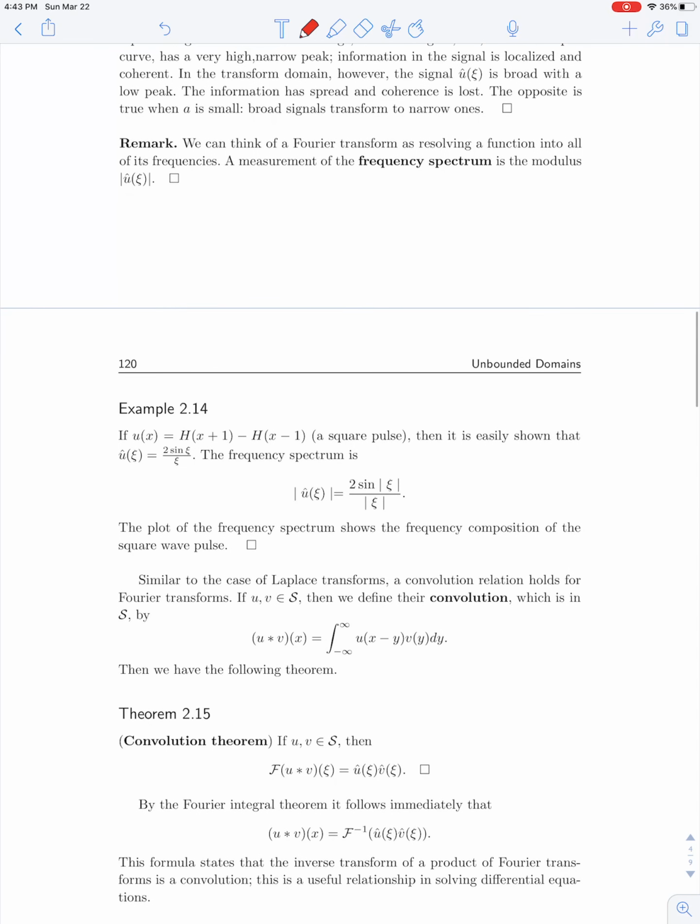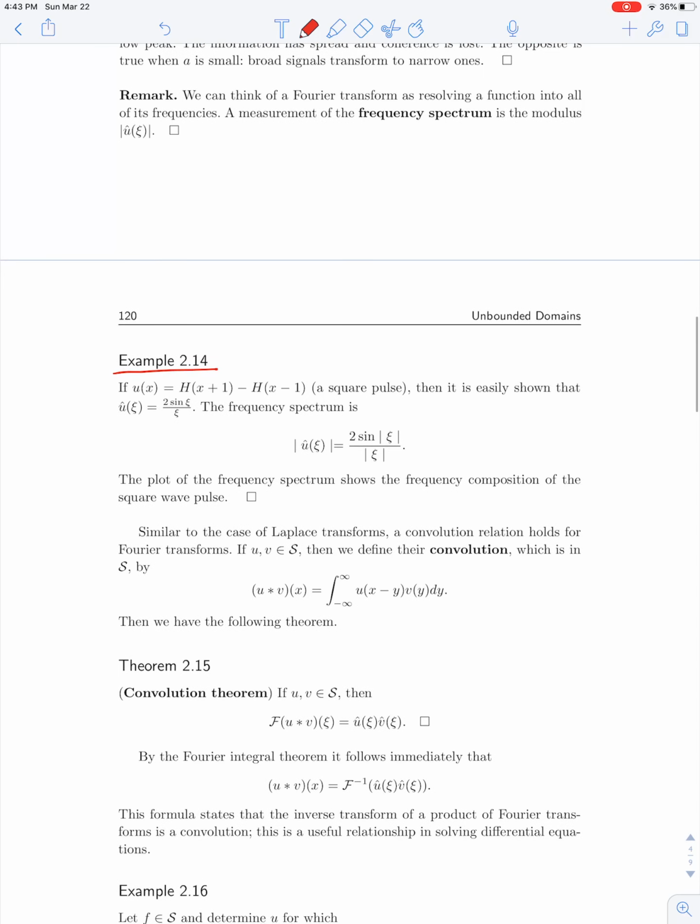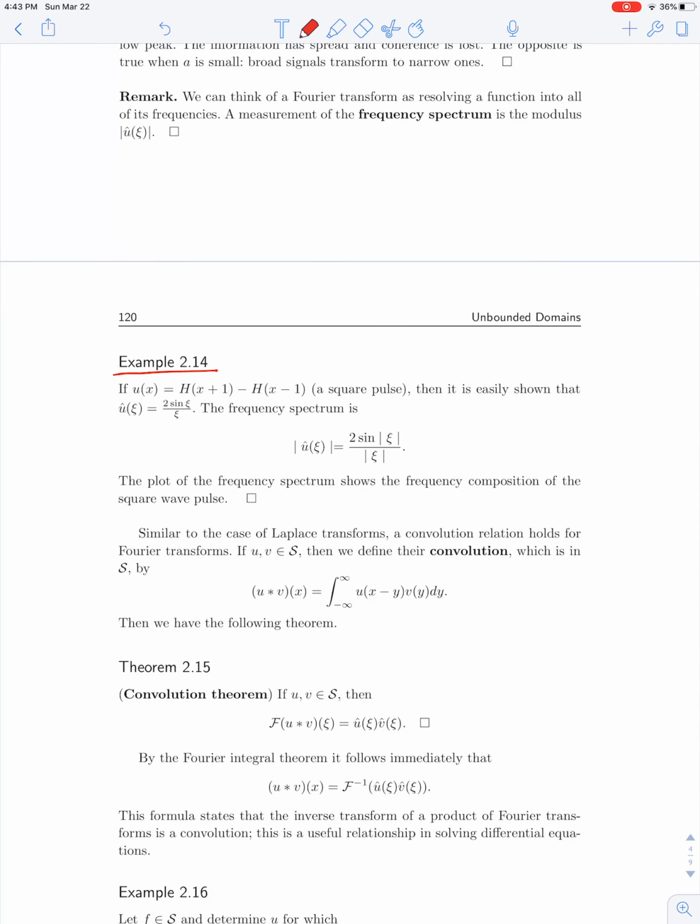Now, in this next example, we have a function u, which is called a square pulse function. If you want to draw the graph of the function, it looks like this.